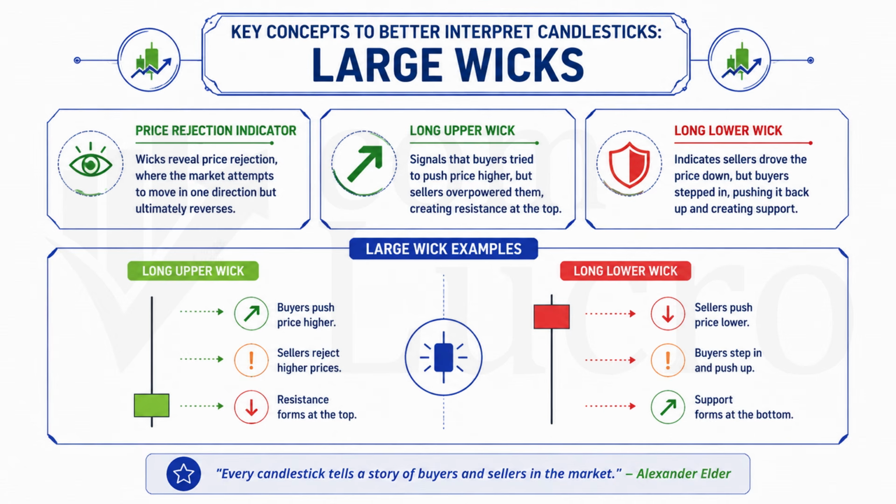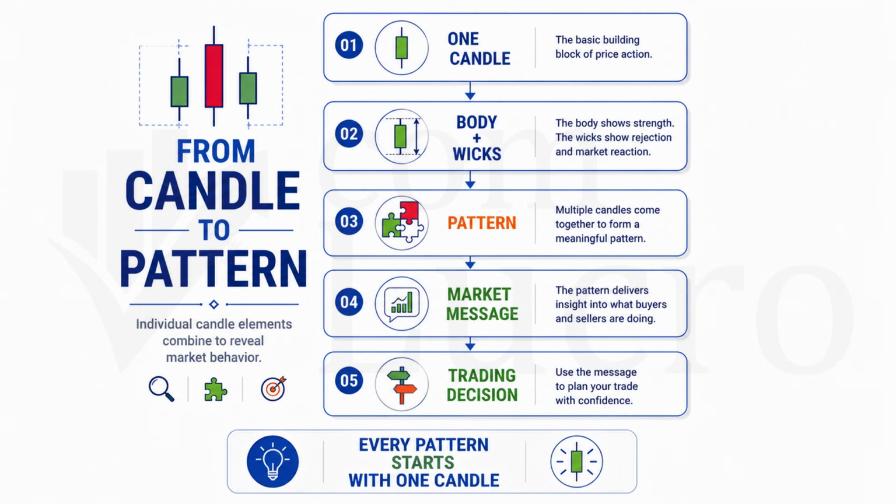Wicks often act as early warning signs of a reversal. A long wick above the body can mean price is running into resistance, making it hard for buyers to push higher. A long wick below the body suggests buyers are stepping in to keep price from falling further. Now that we've covered the basic structure of a candle, let's see how these elements combine to form specific patterns.